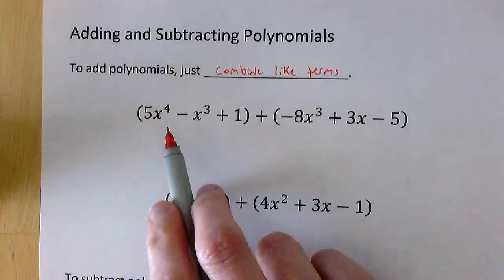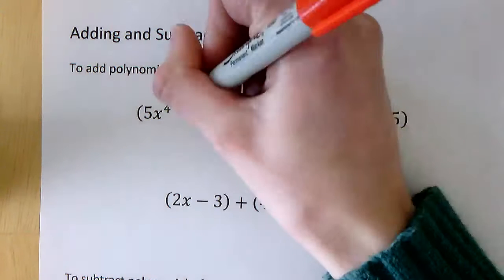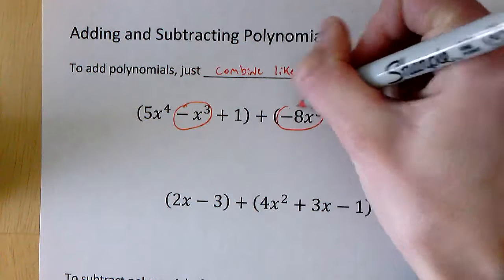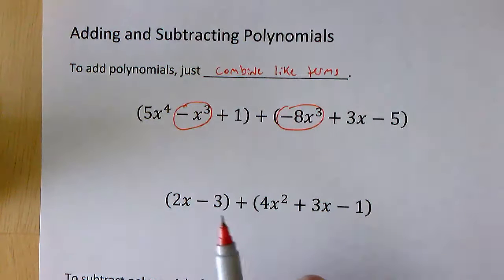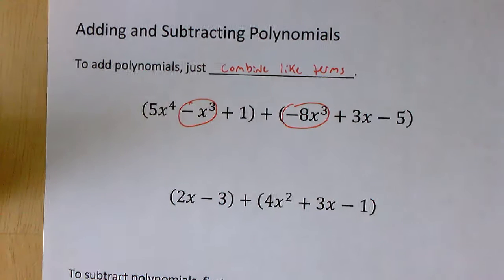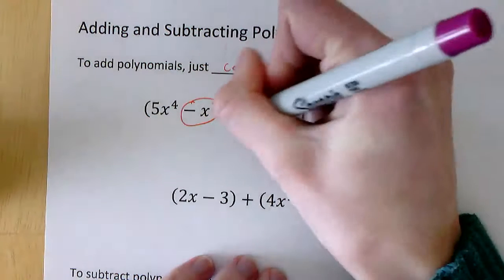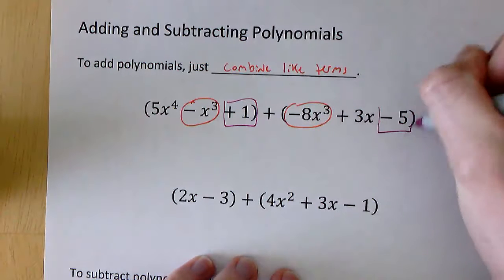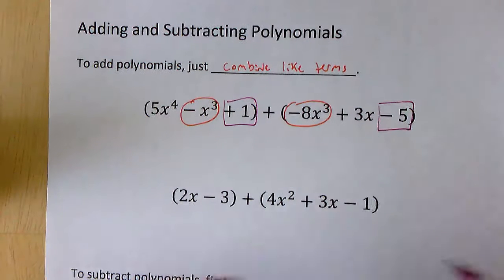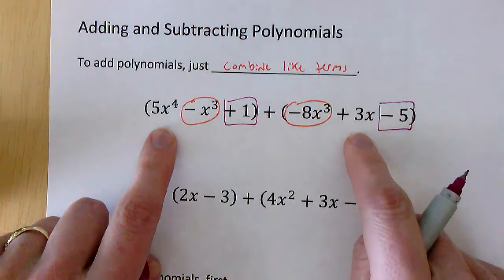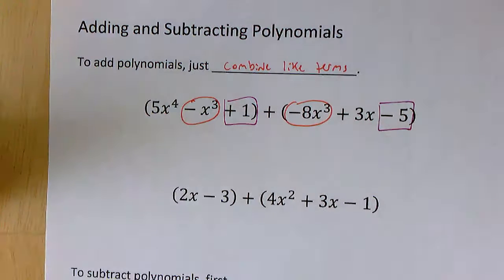So when I'm looking at this guy, I'm looking for some like terms. I'm noticing that this is a like term with this because they both have x to the third power. Okay, and I'm noticing that this is a like term with this because those are just regular numbers. But these two, they're not like terms. This one has 4 x's, that one only has 1. So those ones, not like terms, can't combine them.